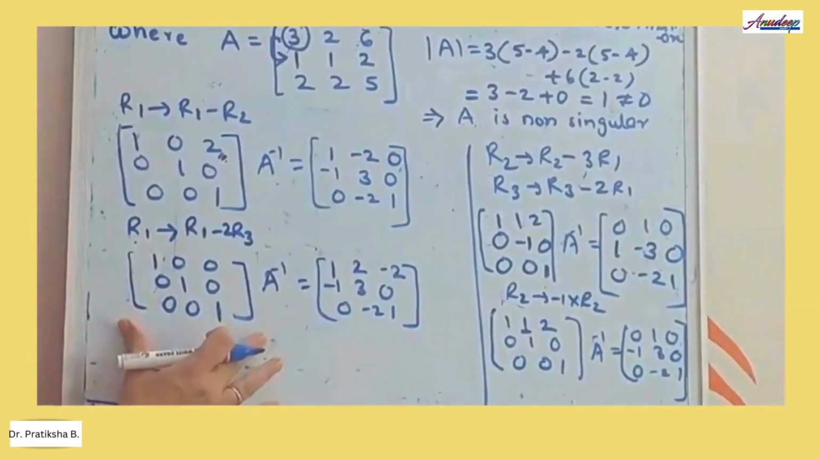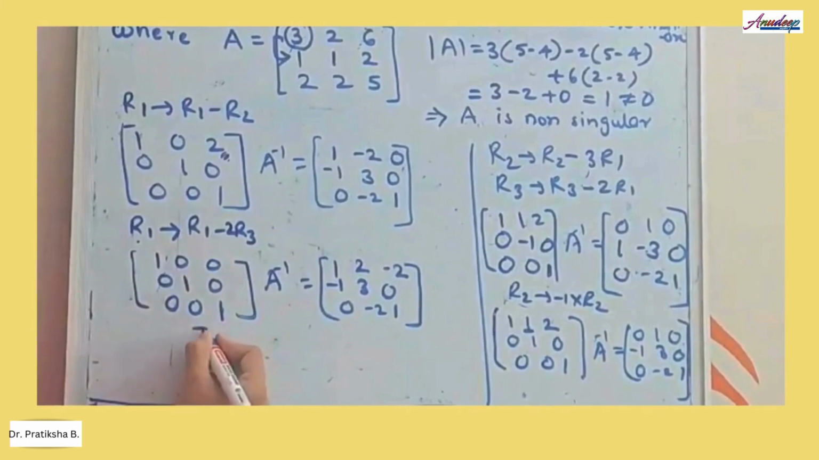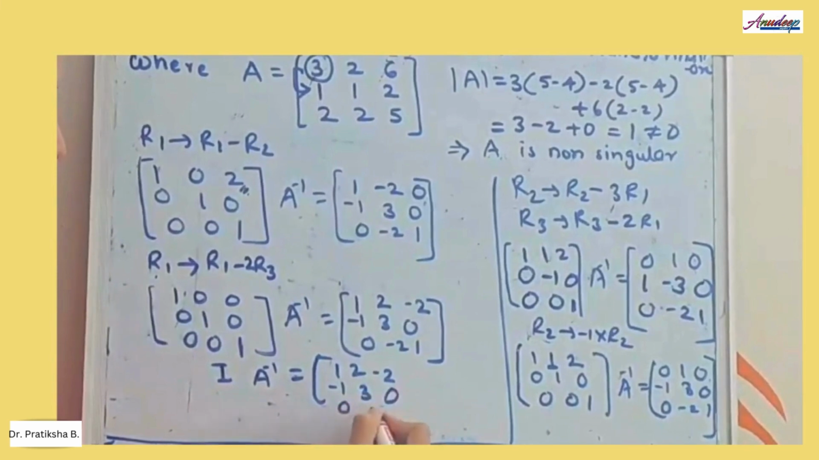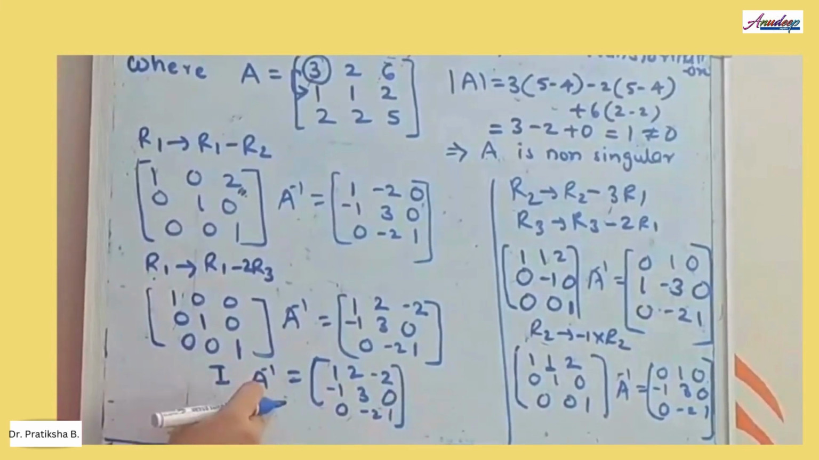Now as we can observe, on the left hand side this is nothing but the identity matrix. So A inverse is equal to [1, 2, minus 2; minus 1, 3, 0; 0, minus 2, 1]. I into any matrix is the matrix itself.